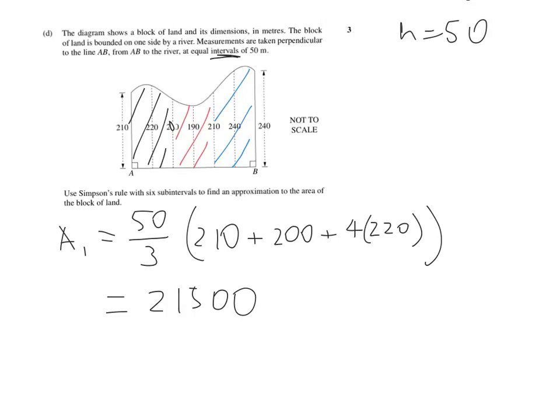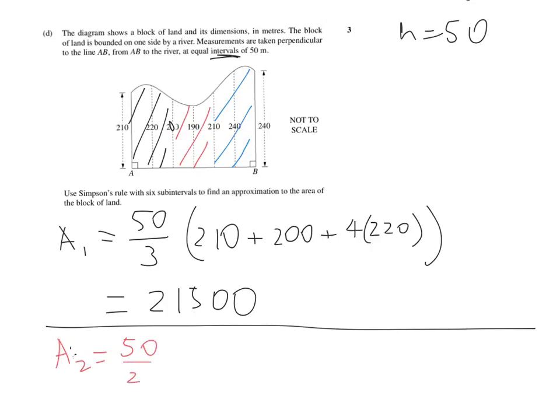Our second area, A2, which is the one in red, let's follow the colour scheme. A2 equals 50 on 3, same height, must be the same height consistently. Outside of, or 200 is my first, 210 is my last, plus 4 lots of 190. If I put that in a calculator, I end up with 19500.